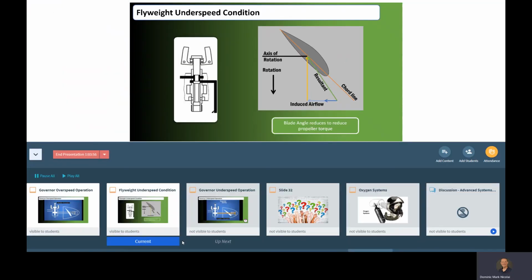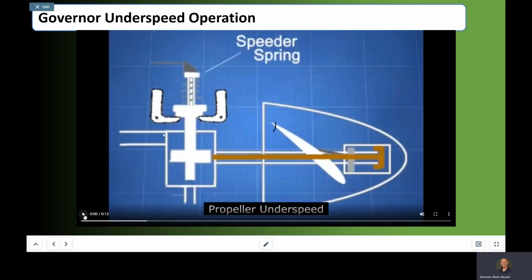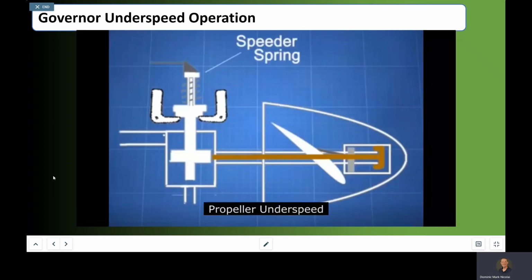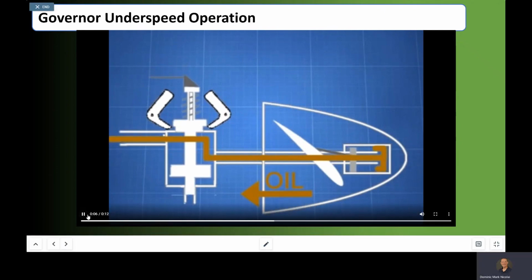So let me just skip ahead to the video here and show you what's happening. The speeder spring comes in to an underspeed condition and moves inward. Okay? And now oil is allowed to flow out of the system. A shallower blade angle occurs.